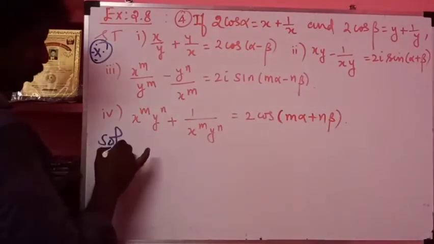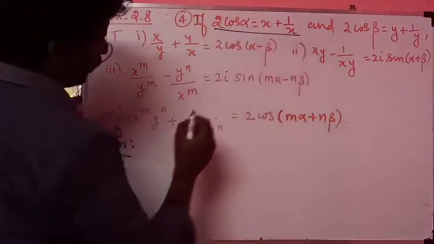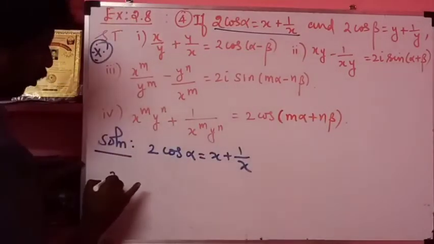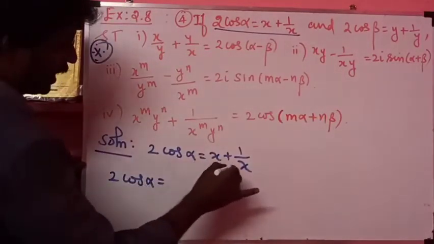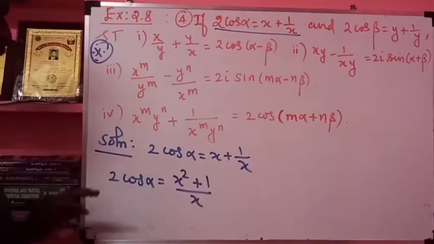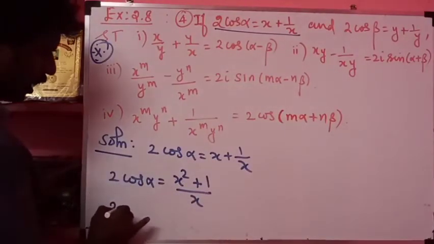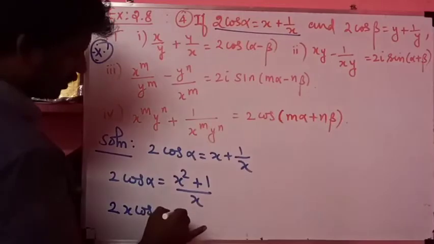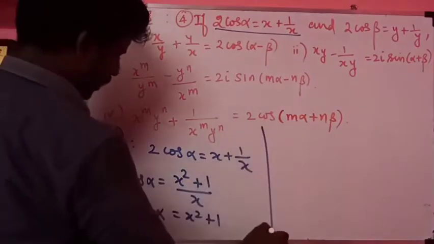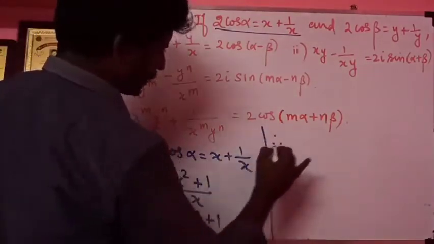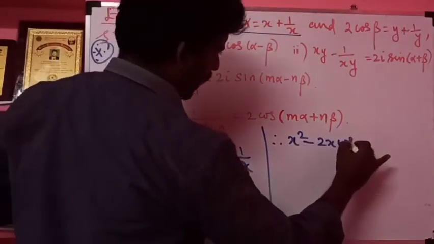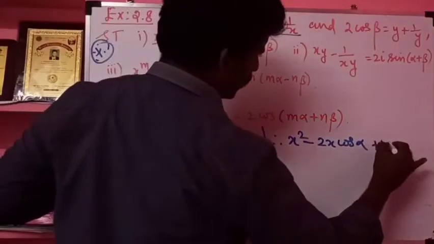Right? See the solution. So what is given here? 2 cos alpha is equal to x plus 1 by x. Now 2 cos alpha is equal to x into x, x square plus 1, the whole divided by x. Here we take the LCM. So 2x cos alpha is equal to x square plus 1. Right, children. If you look at the format, x square minus 2x cos alpha plus 1 is equal to 0.